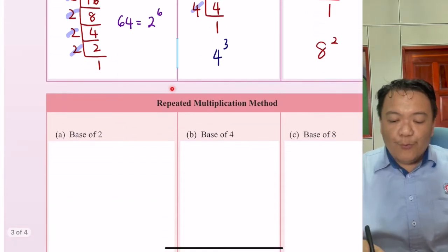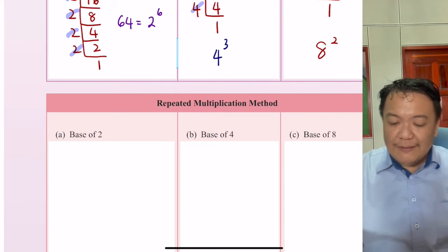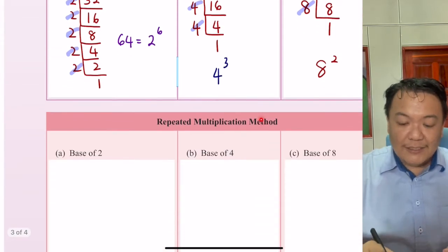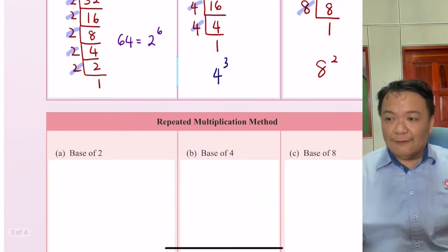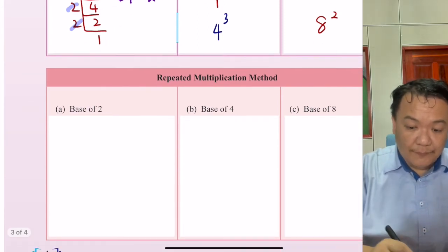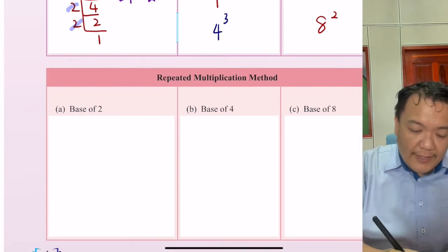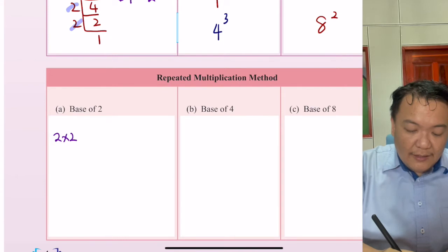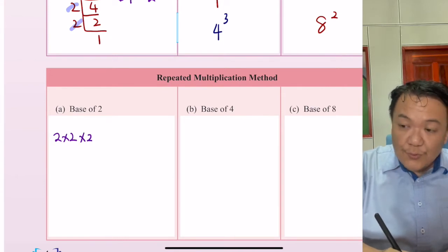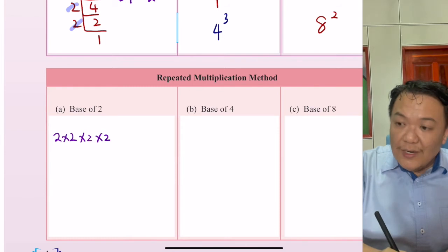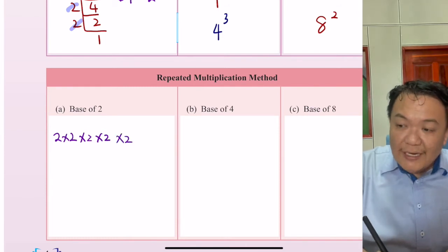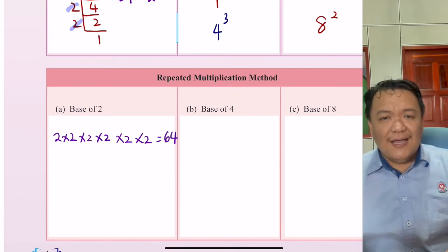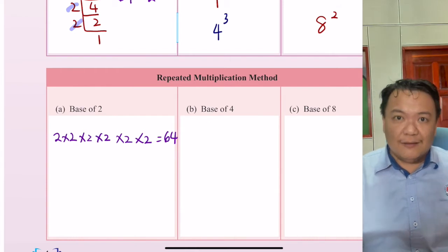How if we want to use the repeated multiplication method? Kalau division bahagi, kalau multiplication pula apa? Darab. Okay, so ini mudah sahaja. You can write it as 2 times 2. 2 times 2 is 4. Times 2 lagi dapat 8. Times 2 lagi dapat 16. Times 2 lagi dapat 32. Times 2 lagi dapat 64. Macam itulah. Awak darab je. Tekan je calculator. Boleh, tak ada masalah.